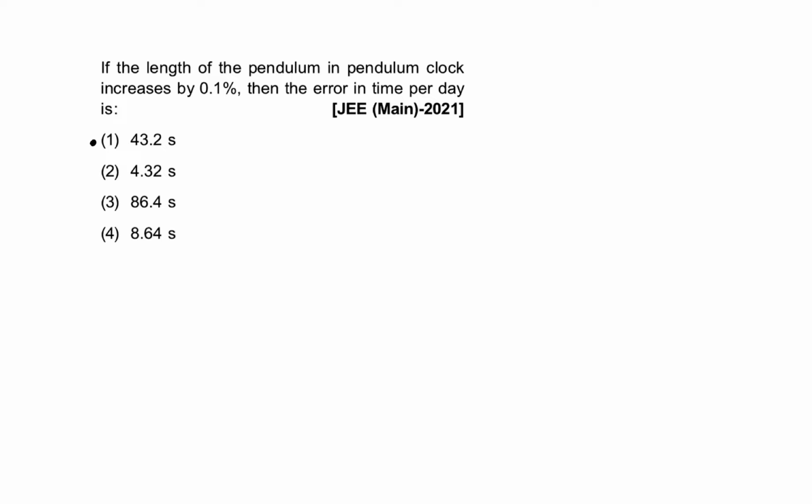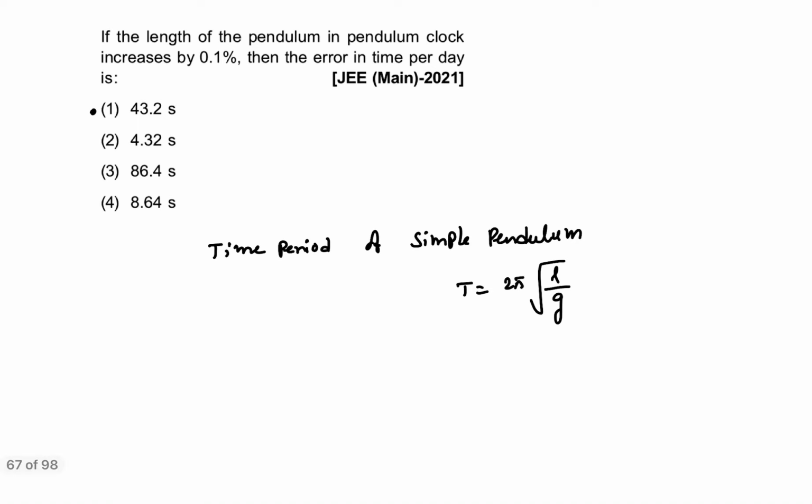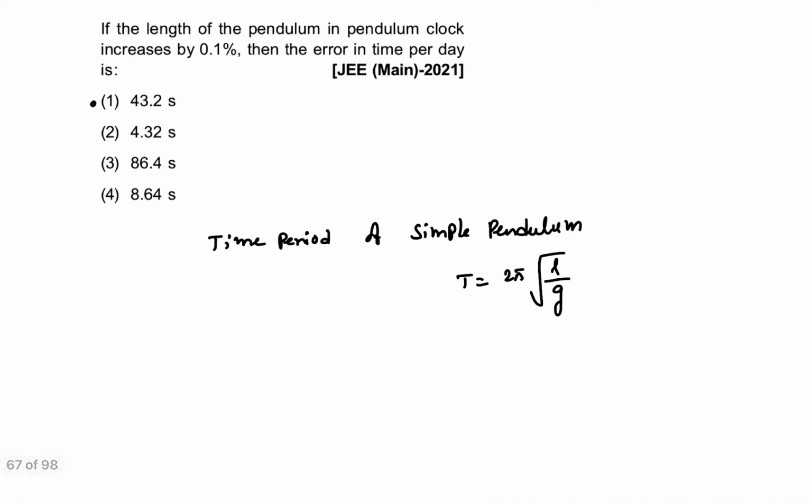Next question, this is the JEE Mains 2021 question. If the length of the pendulum in a pendulum clock increases by 0.1%, the error in the time per day is what? Now you can see the time period of a simple pendulum. You know the formula: T is equal to 2π root over L divided by g.